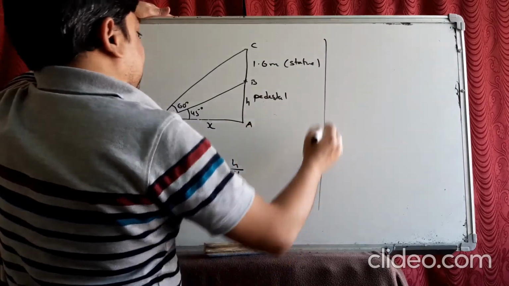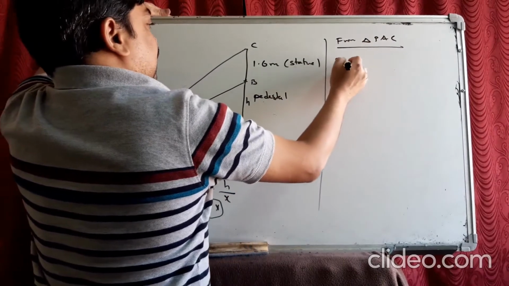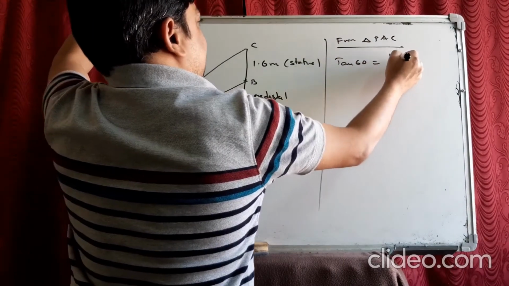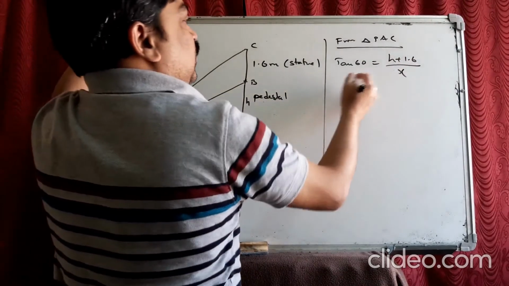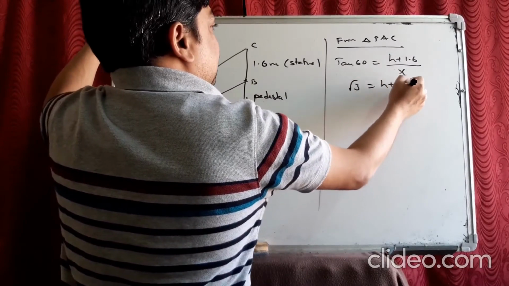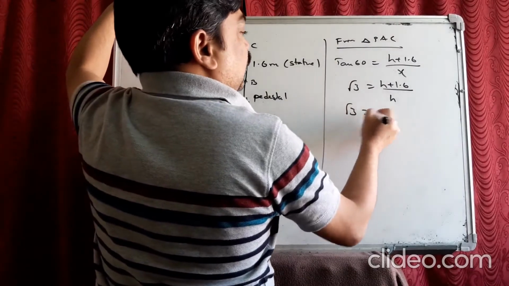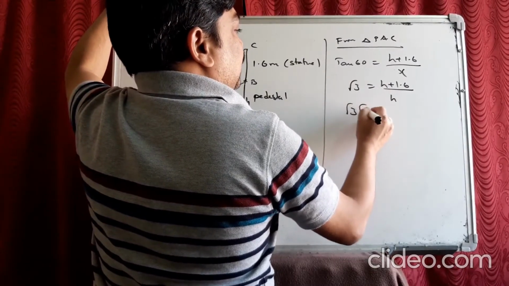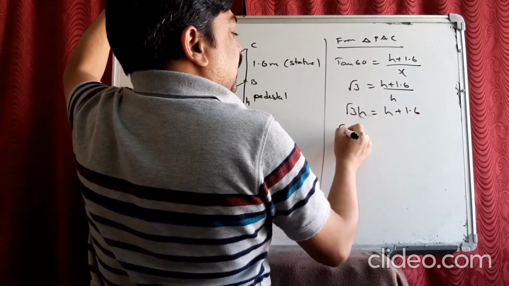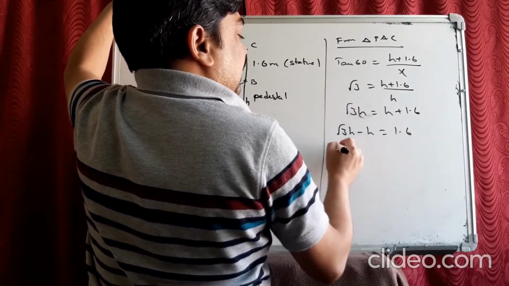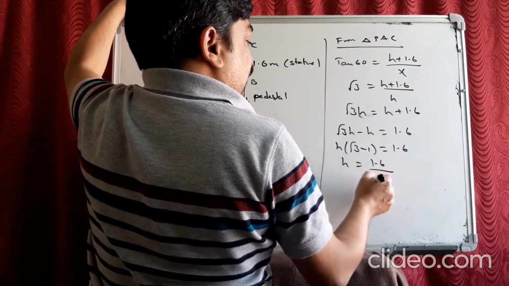Now, if I take the big triangle, from triangle PAC, tan 60 is h plus 1.6 by x, because the opposite side will be the complete height. So root 3 equals h plus 1.6 by x, and x is nothing but h. So root 3 h is equal to h plus 1.6. Bring h here. Root 3 h minus h is 1.6. Take h common. h times root 3 minus 1 is 1.6. h is 1.6 by root 3 minus 1.